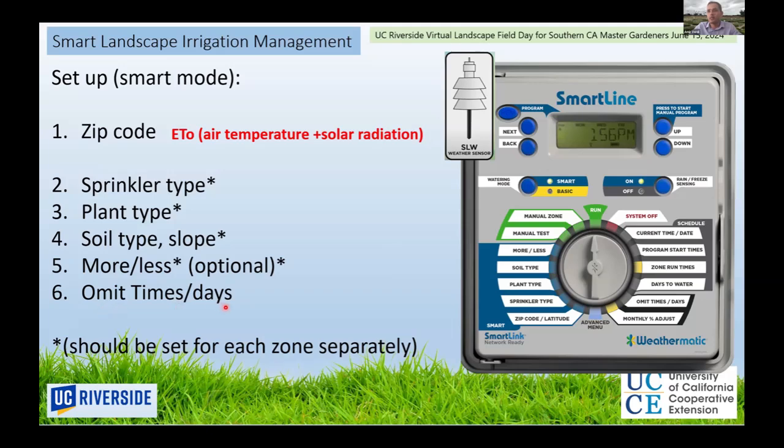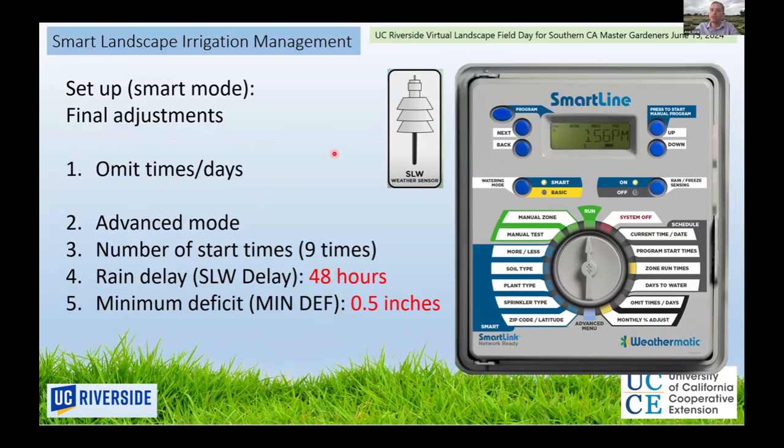Next, omit times and days. This is very important. This is not really part of the smart setup, but I do it for my research and at my home. If you don't limit the controller in terms of the hours that they run irrigation, then you can see that the sprinklers will pop at 2 p.m., which is not really ideal. So what I recommend is 10 p.m. to 6 a.m. Just limit the irrigation to that time frame. Then the controller knows that they are not supposed to irrigate outside of that window.